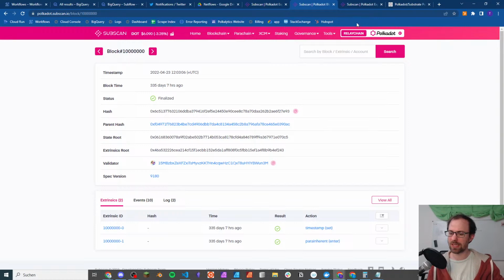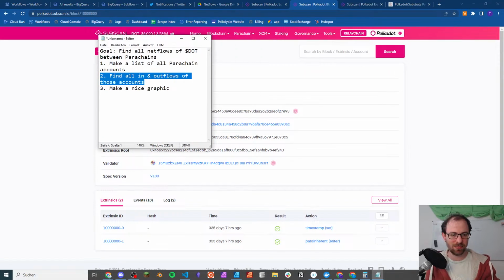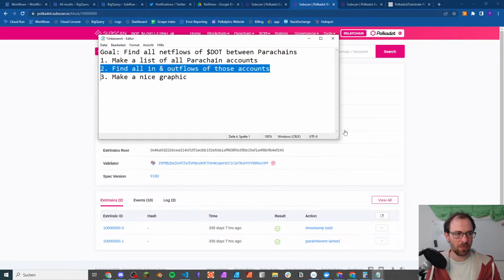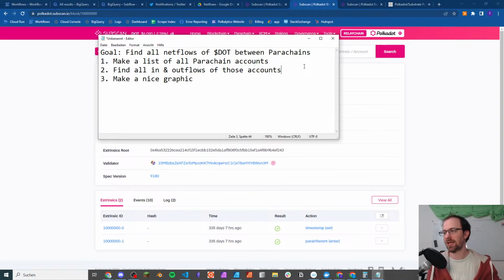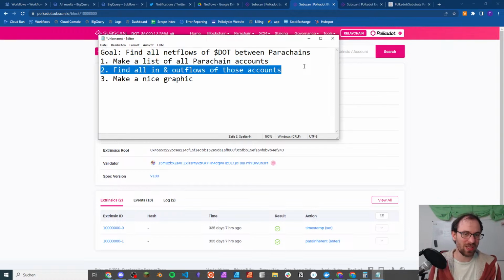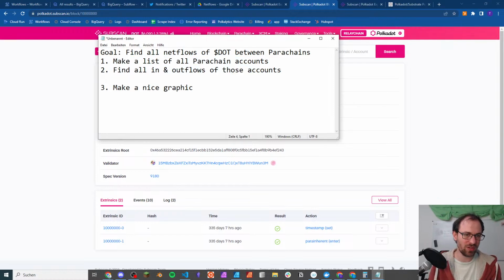Okay. Anyways, it will take some time, and in the case of a parachain that changes a lot of state, it could even take longer than a day. So this is nothing that we would look at today. So maybe what we can think about today is how we can make a bigger master plan, and then I let the machine run a little bit in the background, and then we come back 2 days later and see what it did. So we have a list of all the parachain accounts. Now we have to find all the inflows and outflows for those accounts, and we're going to let the machine do that.